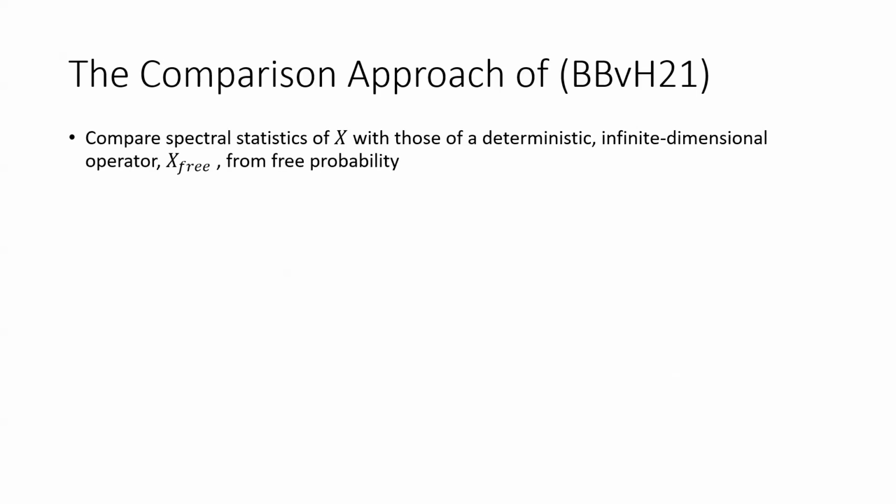Okay, so what does this have to do with free probability from the title? Well, essentially, the approach that they took in this work is something called the comparison approach, where they compare the spectral statistics of X with that of a certain infinite dimensional operator called X-free from free probability, instead of bounding the eigenvalues directly. So they compare these two things instead of bounding directly. And using basic properties from free probability, you can show that the norm of this operator is upper bounded by 2 sigma X. And again, I'll get into more details about what this operator actually is later.